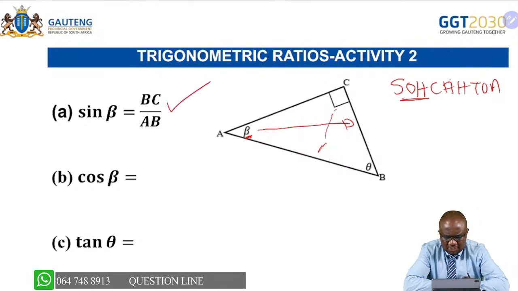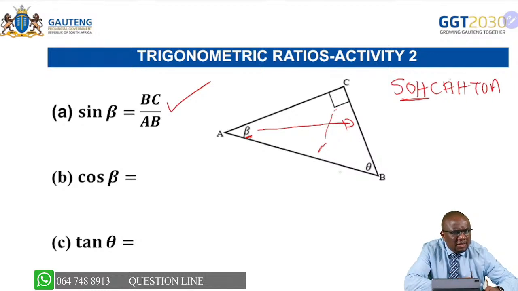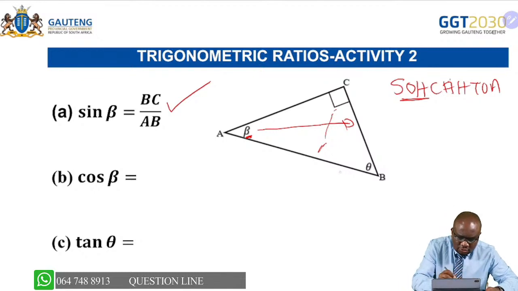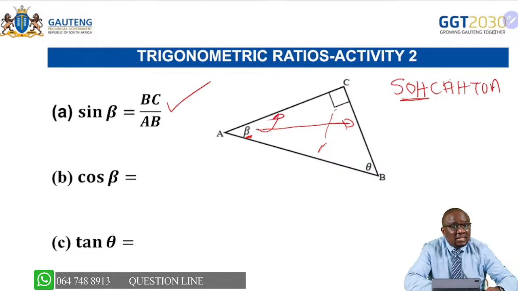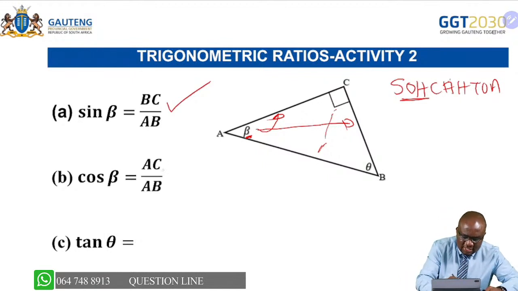Let's go to cos beta. Let's look at cos beta. Which side is adjacent next to it? It can't be AB. Why not AB? Because AB is the hypotenuse, isn't it? So now this is the adjacent side. AC is the adjacent side, and AB is the hypotenuse. So now it's going to be adjacent over hypotenuse, AC over AB.